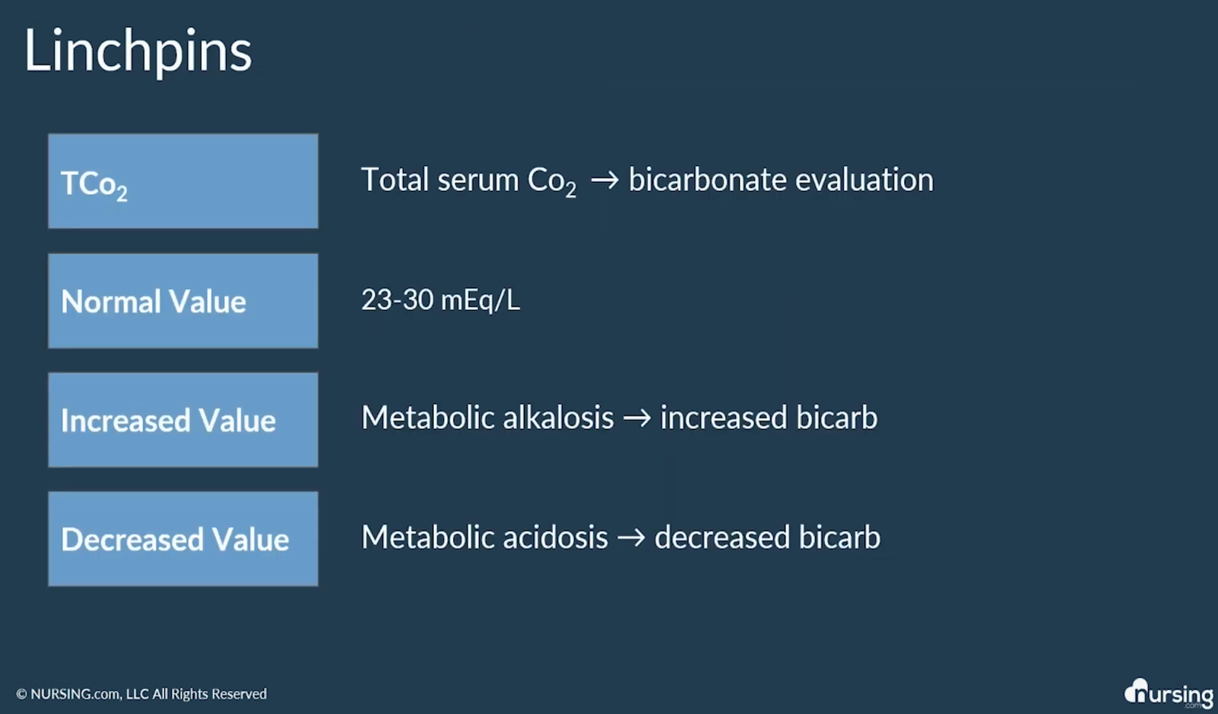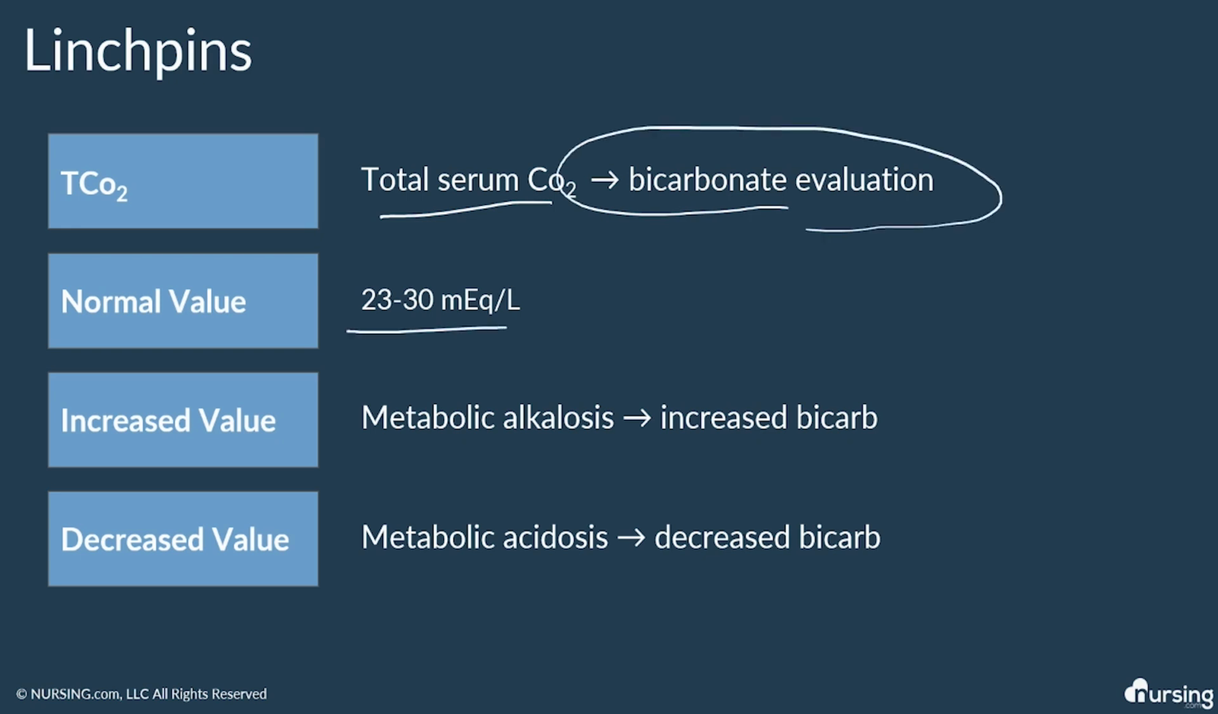The linchpins for this lesson, the thing that I've probably hit over the head enough, is that this is total serum CO2, and it's evaluating first and foremost bicarb. Normal value between 23 and 30 milliequivalents, and if we see an increased value, we're going to see metabolic alkalosis because the bicarb is increased. Decreased values in the total CO2 would be metabolic acidosis, meaning that the bicarb is decreased.